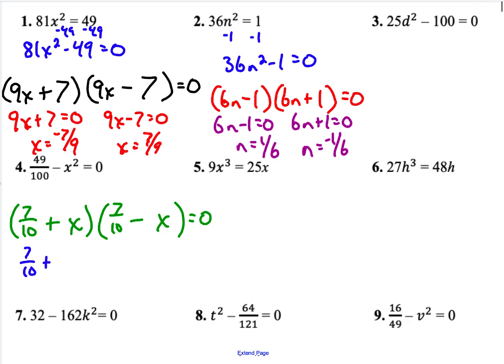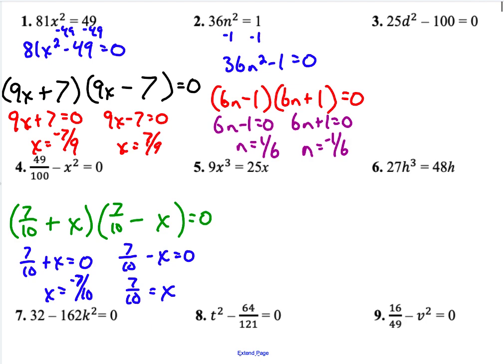So 7/10 plus x is equal to 0. So x is equal to negative 7/10, because I'd have to subtract that 7/10 over. 7/10 minus x is equal to 0. Well, that means 7/10 is equal to x, because I could add the x to both sides. So I get a positive 7/10 and a negative 7/10.